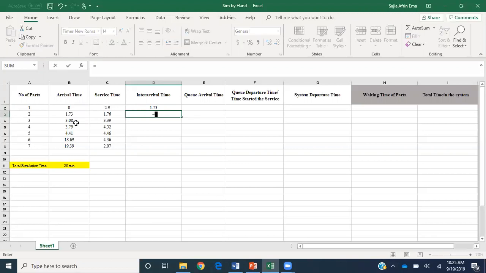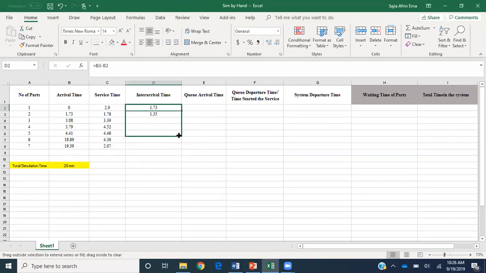What is the arrival time of part 3? 3.08. What is the arrival time of part 2? 1.73. So I'll just subtract that. So part 2 arrived at 1.73 minutes. And exactly 1.35 minutes after part 2 arrived, part 3 will arrive. So we can do it for all of it, but as Excel is smart, I'll just drag all the formula down up to here.